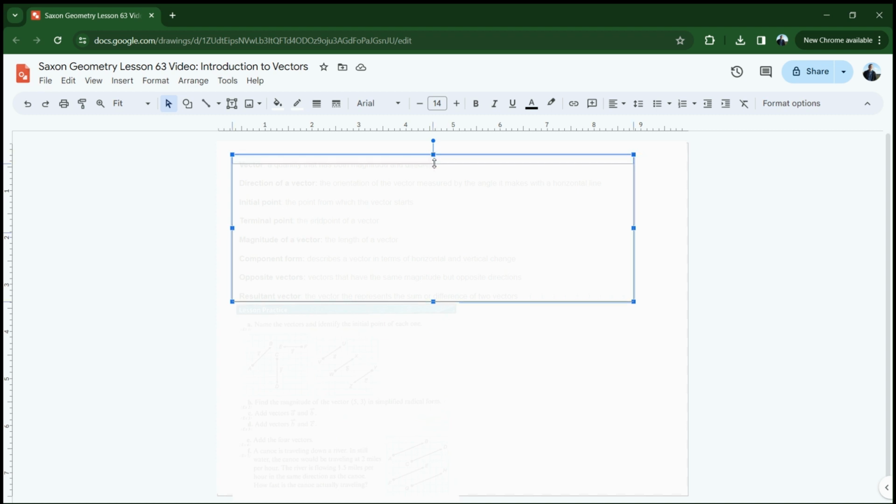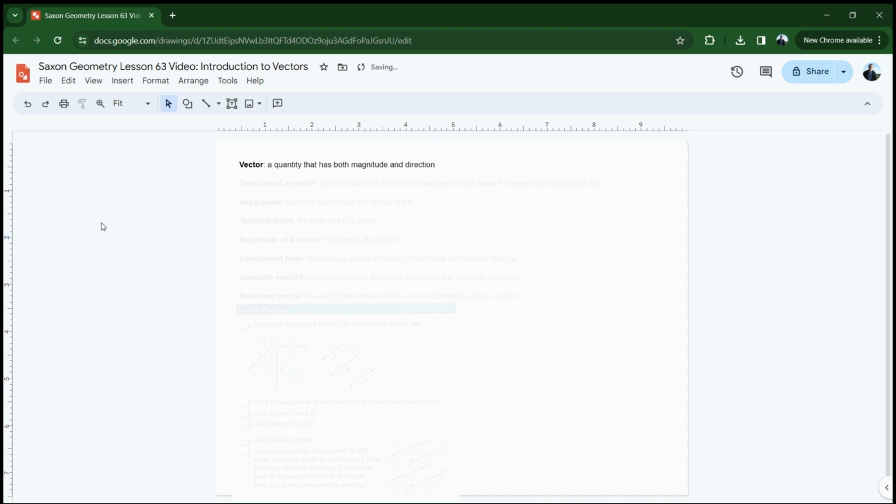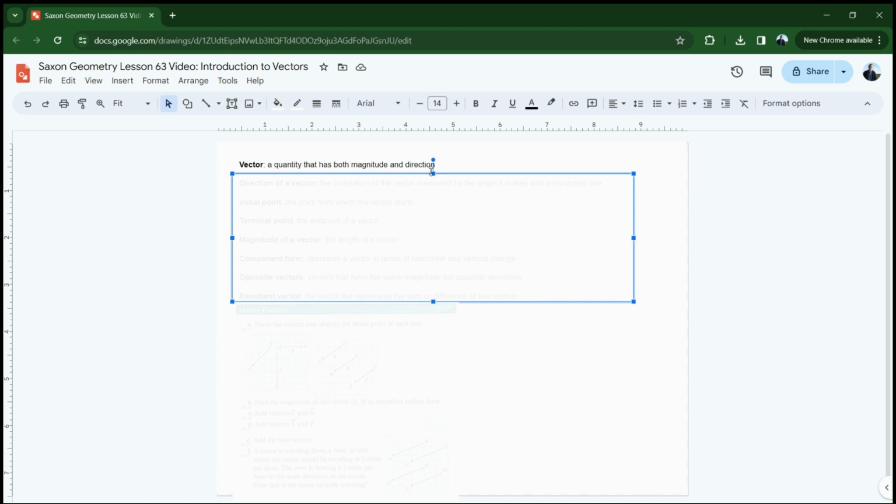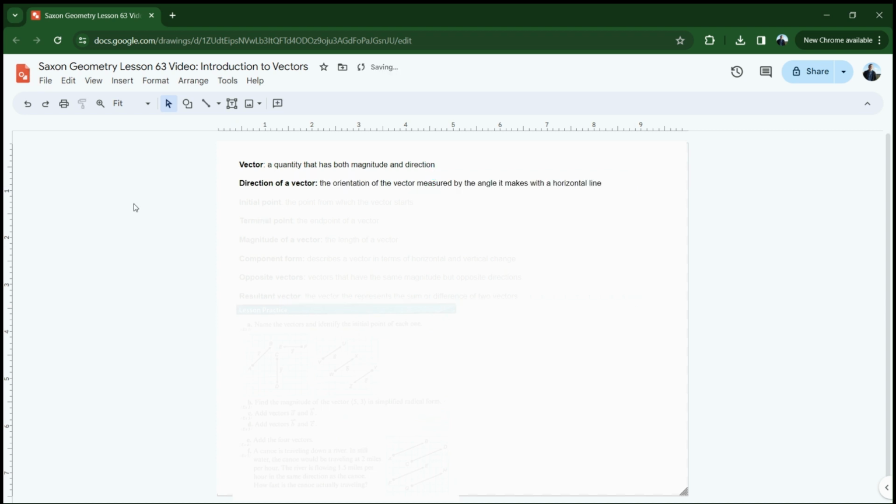Well, a vector actually looks like a geometric figure, but it's not really just a geometric figure, okay? It's a quantity that has both a magnitude and a direction. Has both a magnitude and a direction. The direction of a vector is the orientation measured by the angle it makes from the horizontal.